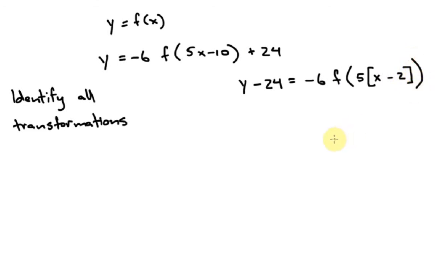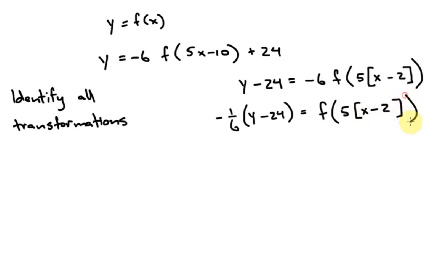Okay, and that looks pretty good, oh wait, we've got this negative 6. So I'm going to divide that negative 6 over to the other side. So here's what we have. Negative 1/6 in front, and then I have y minus 24 in brackets. So the negative 1/6 was just me dividing the negative 6 to the other side. And now I have my function over on this side, all nicely factored, so I'm ready to make my analysis.